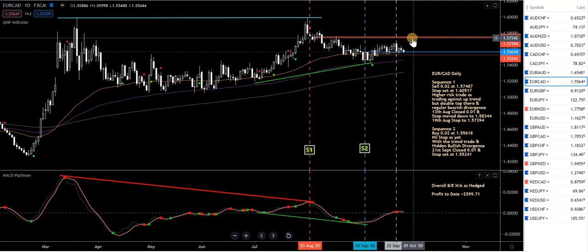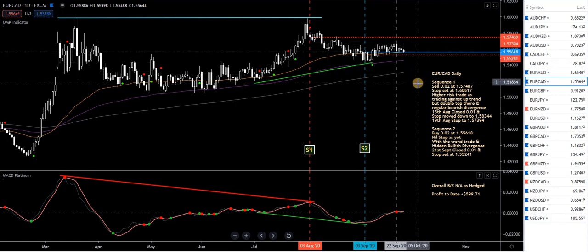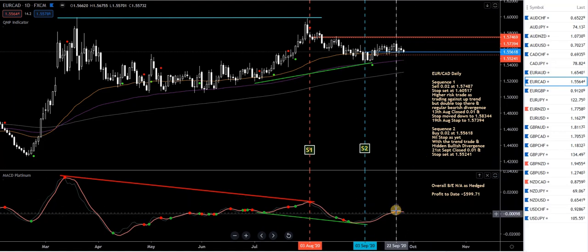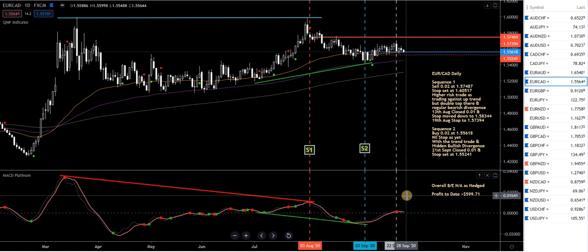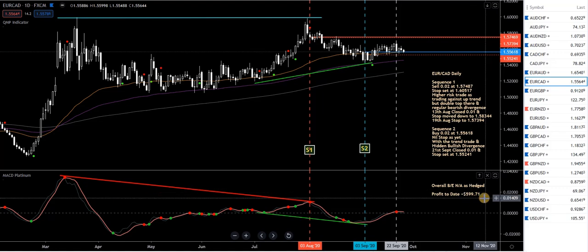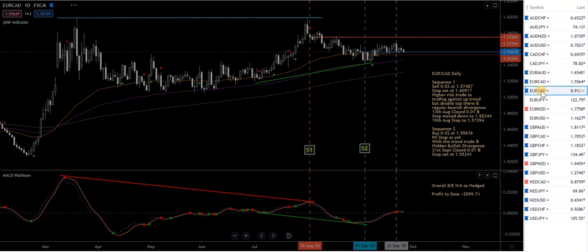But in the meantime, I've still got my sell on, I can drag that stop down if price keeps on going down. MACD is all very flat, but at the moment looking good, because I've banked some good coin on this one, so it's all good.